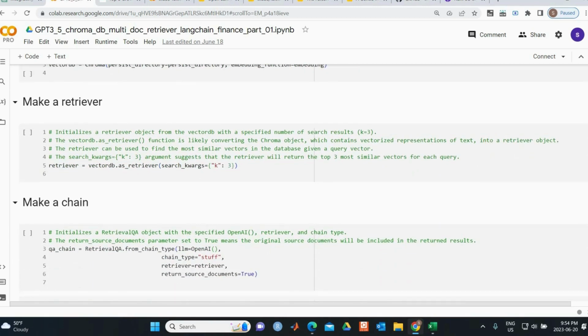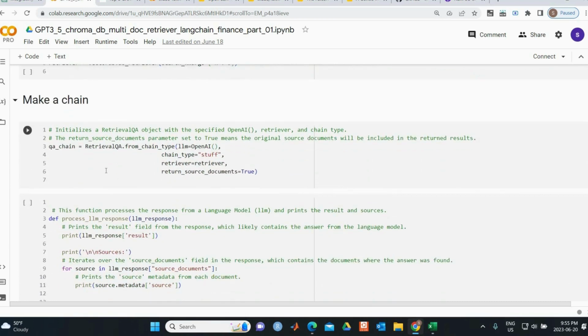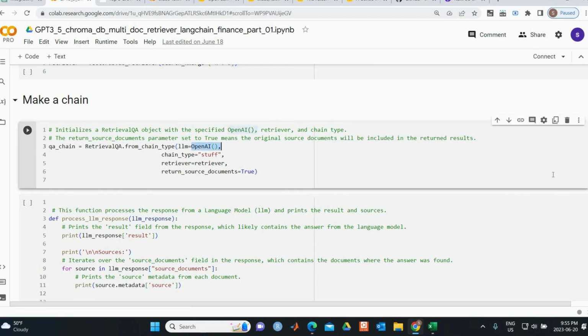Okay, then we make a retriever, and you can also read some other comments here. I added some detail in the comments. So we specify k is 3, and that means that the retrieval will return the top 3 most similar vectors for each query. Then we make a chain that initializes a RetrievalQA object with a specified OpenAI retriever and chain type. So here we're using the OpenAI.